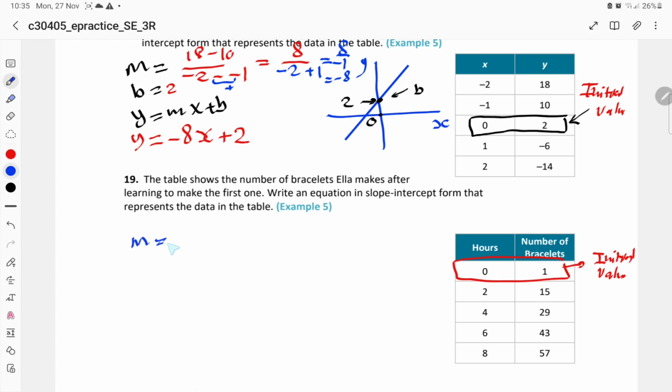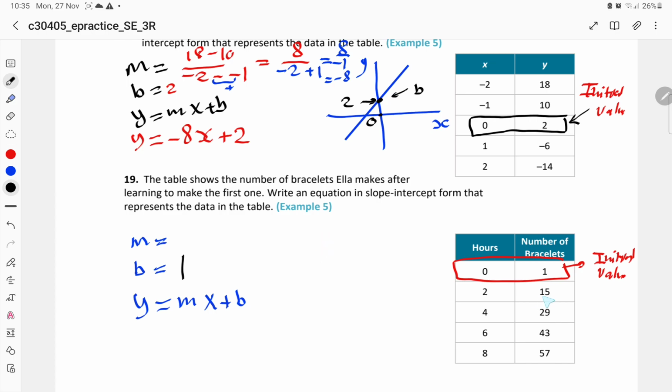So I need m, I need the slope, I need the y-intercept, and my equation again is y equals mx plus b. The easiest part, what is the initial value or the y-intercept? At x equals 0, I can get my y-intercept or the initial value of the number of bracelets, which is 12. Sorry, it's 1, which is 1. So what about the m?